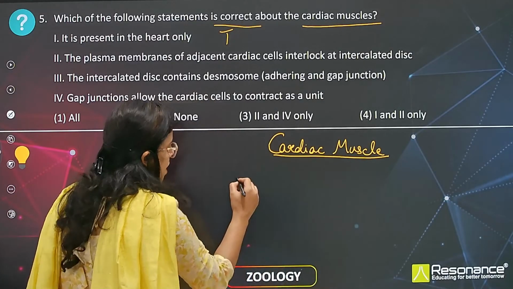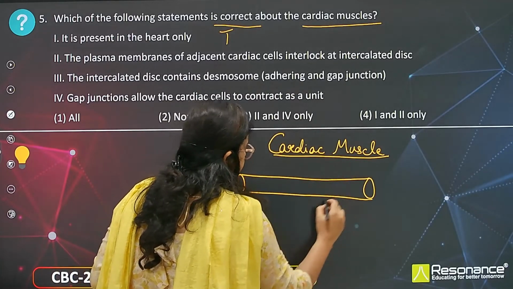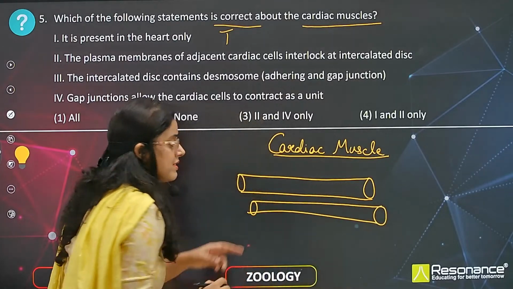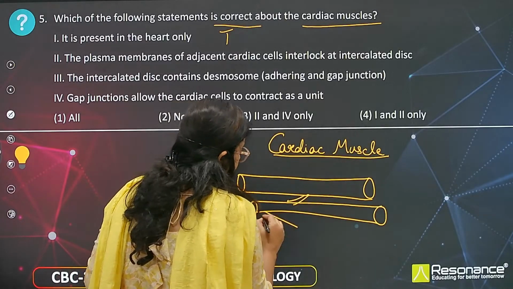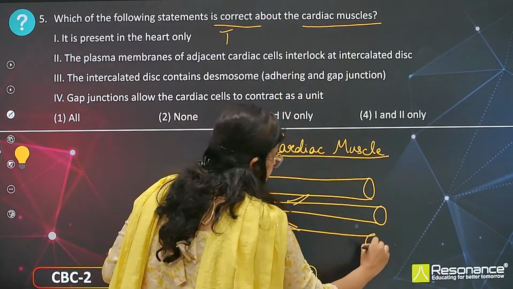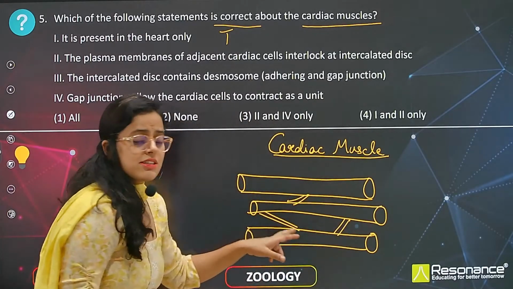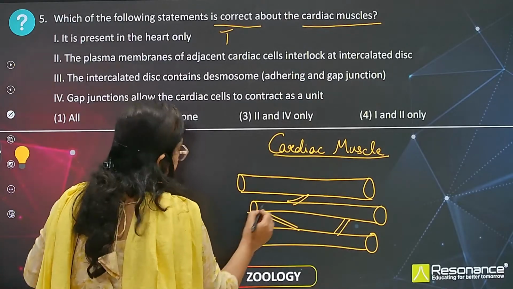Now let us see what is the structure of the cardiac muscles. If you see, they are cylindrical, they are interconnected. These muscles are interconnected through branches. Through different branches, these muscle fibers are interconnected. So this makes the exclusive feature. This branching makes the exclusive feature. Why?